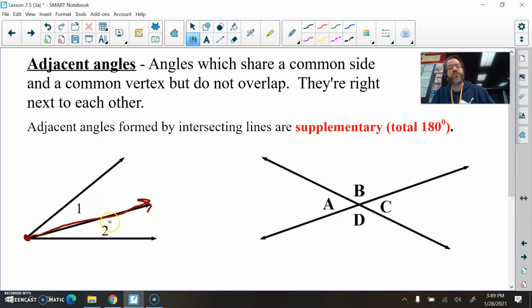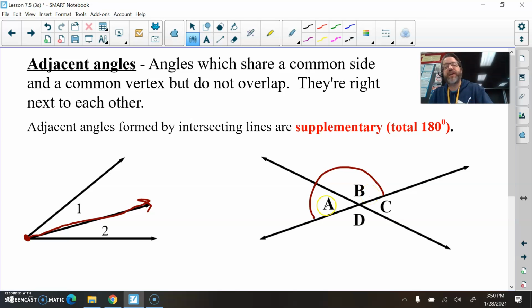Now, there isn't anything special about these two angles, angles 1 and 2, but if you have a pair of lines that are intersecting, like we have in this second figure here, then they are special. Adjacent angles formed by intersecting lines are supplementary. That means they total 180 degrees. Like angle A here and angle B here, those are adjacent angles. They're right next to each other. They share this side right here in common, and they total 180 degrees. You can see it right here. That's 180 degrees if you take angle A and angle B and combine them.